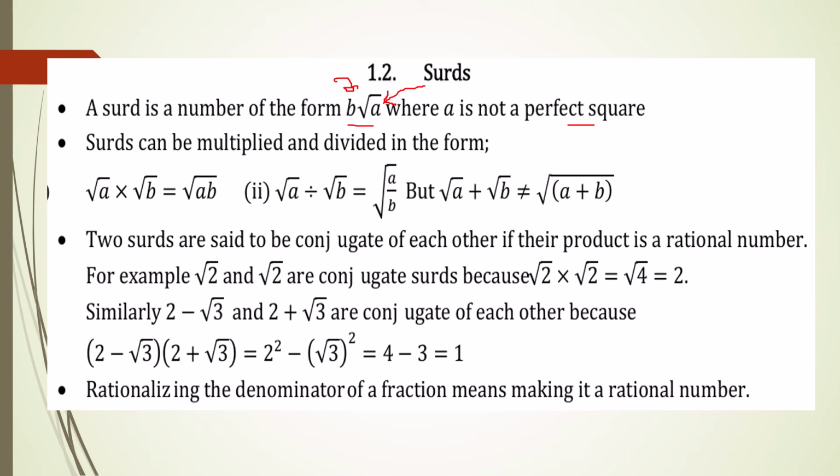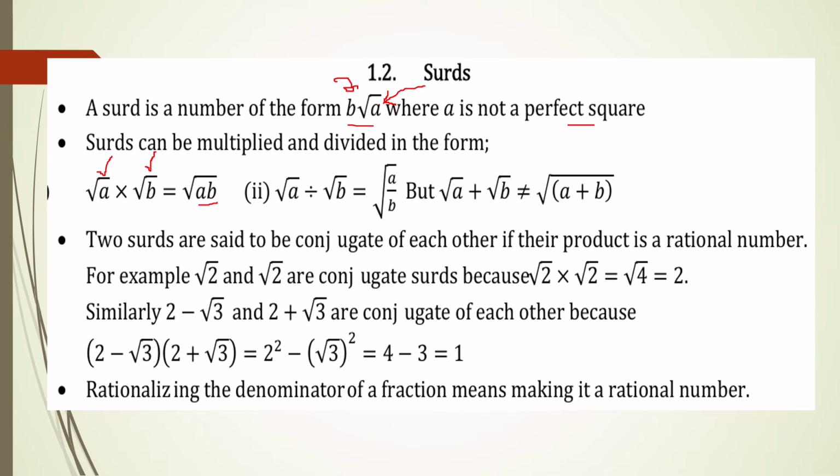Also, surds can be multiplied and divided in the following formats. If you're multiplying two surds, in other words, two values each under square root, since both of them are under square root, during multiplication we unify the square root and then we multiply what is inside the roots. So square root of a times square root of b is the same as square root of ab, or the square root of a times b.